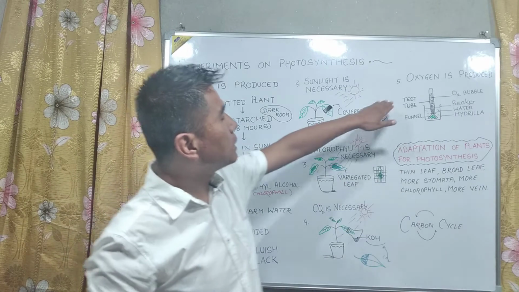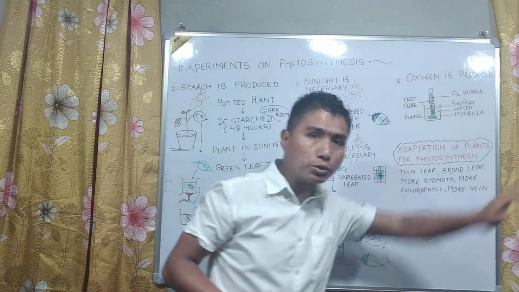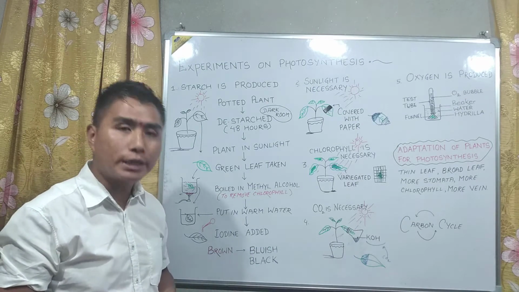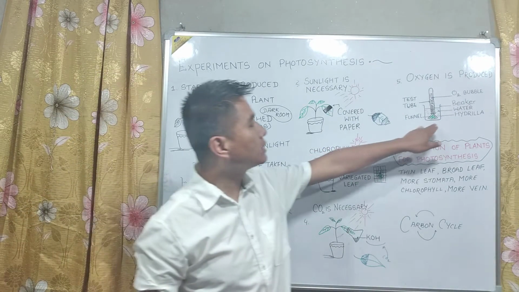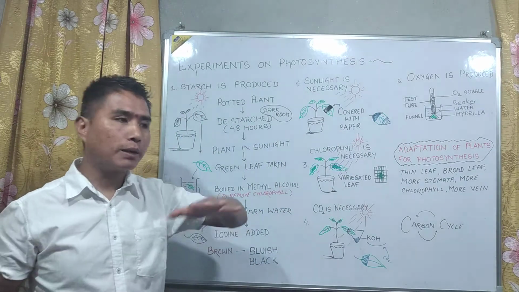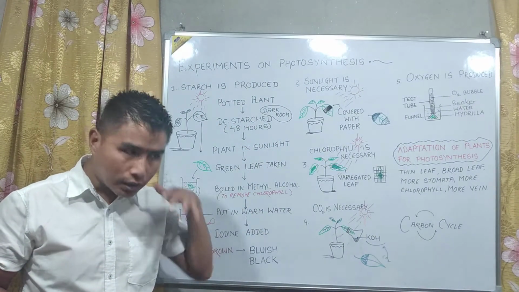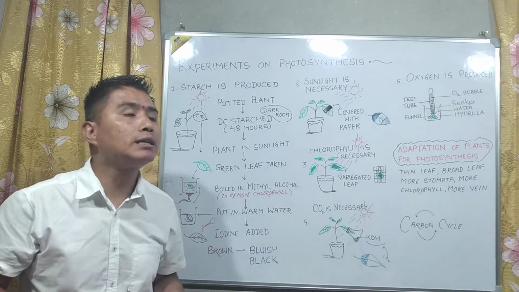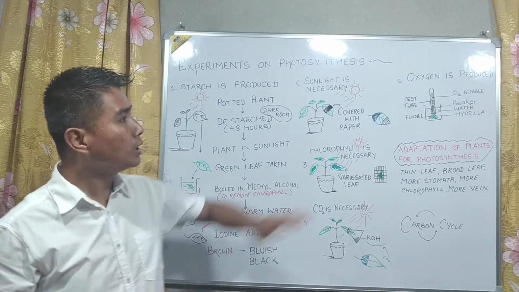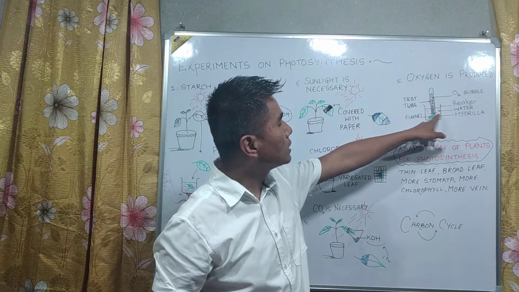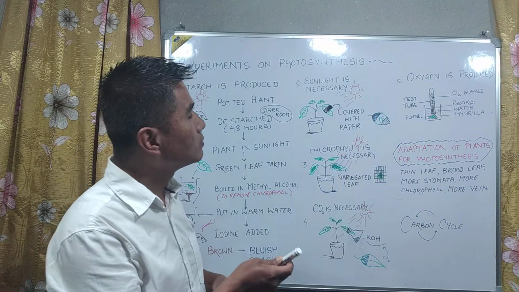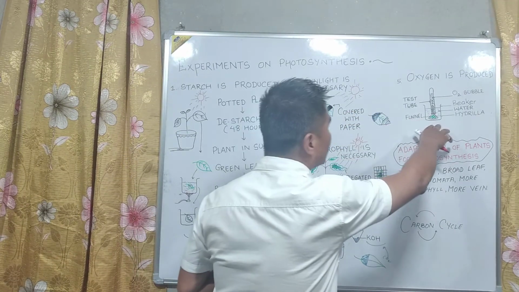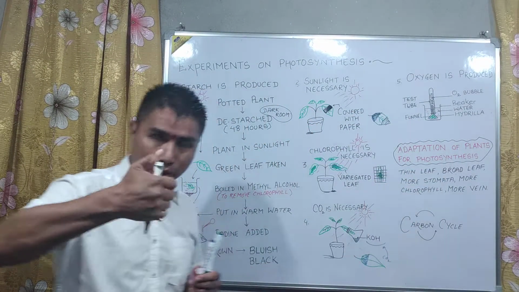Now another experiment is that oxygen is produced as a byproduct in photosynthesis. So here we take an aquatic plant, hydrilla. Hydrilla is an aquatic plant which is found under the water, and it can photosynthesize with the sunlight, and oxygen gas is produced. So a beaker is taken, and in the beaker water is put, and the hydrilla plant is taken, and then it is covered by a conical flask, and we take a test tube.